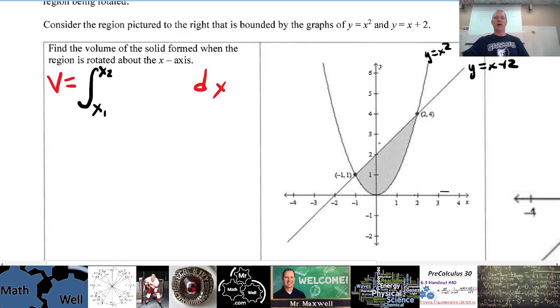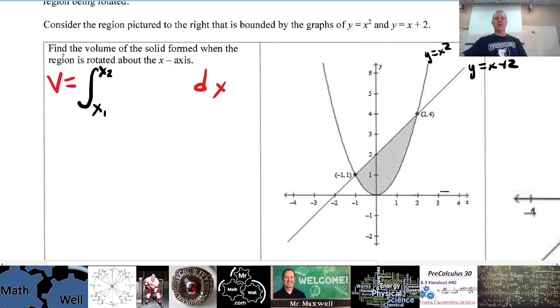We have this region. Now, what are we going to do? We want to find a solid. We could rotate this thing up and down, around like this. We could rotate it this way. We could rotate it around some line down here, right? So what are we going to do?